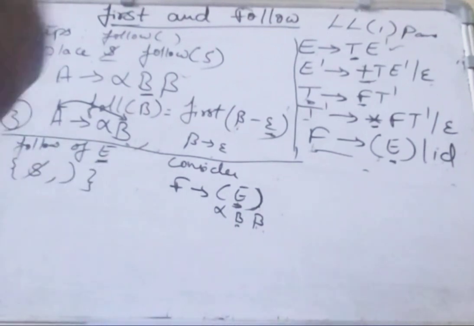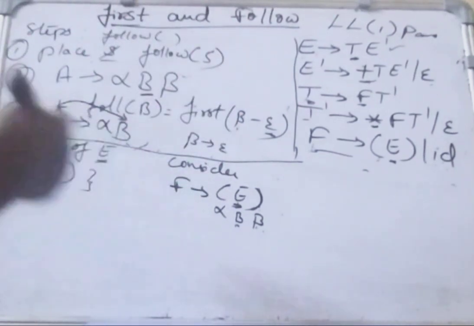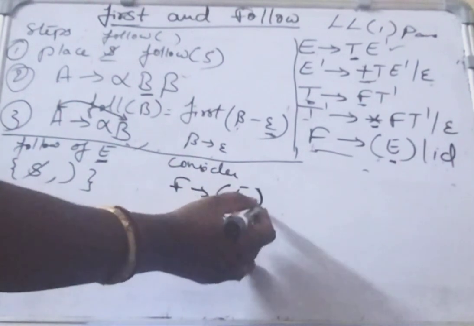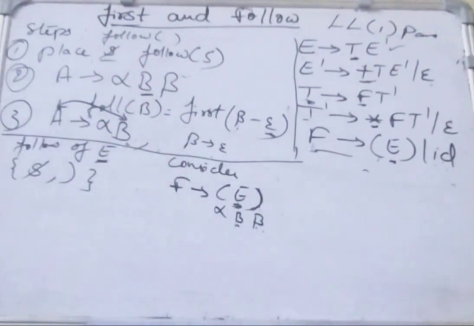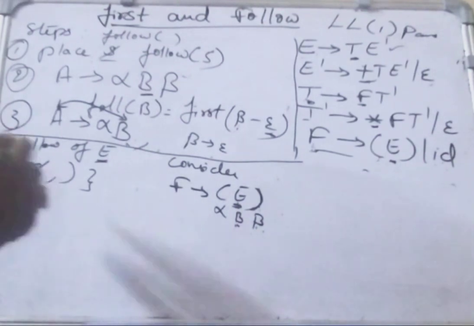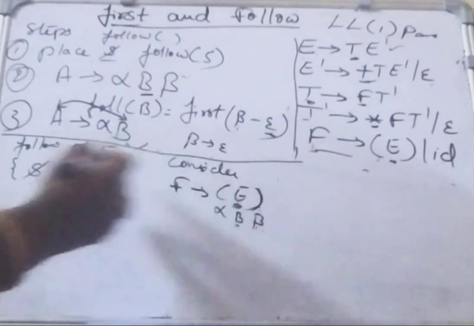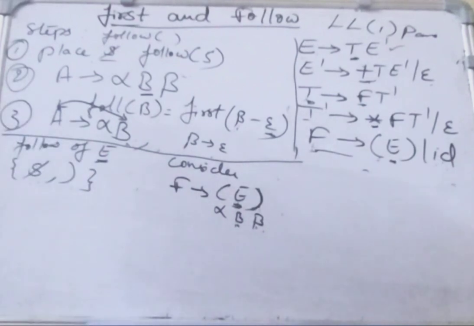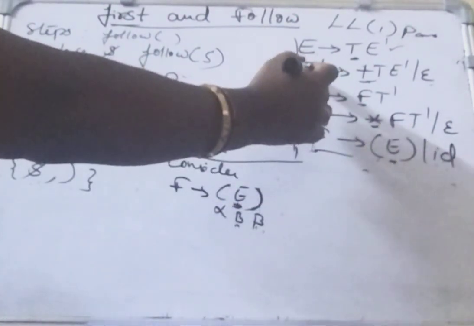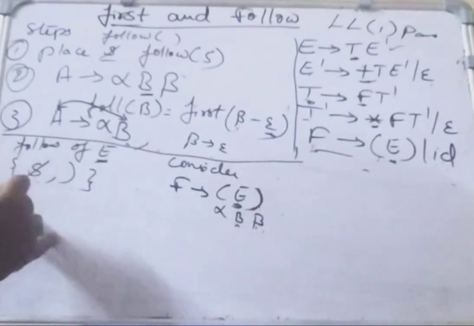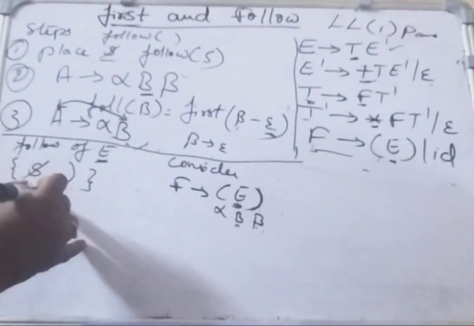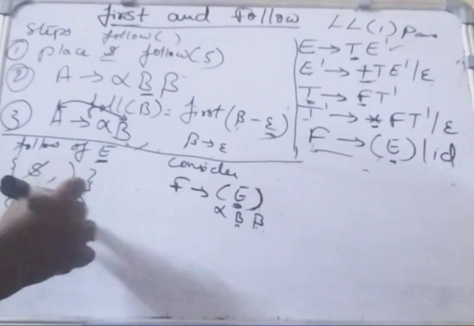Now who is after that symbol? After E, who is there? It's a terminal symbol. So follow of E is that terminal symbol itself. So here we have two symbols for follow of E, that is dollar and greater than symbol. Next, consider the next production, E dash. How to find follow of E dash? So here follow of E dash.